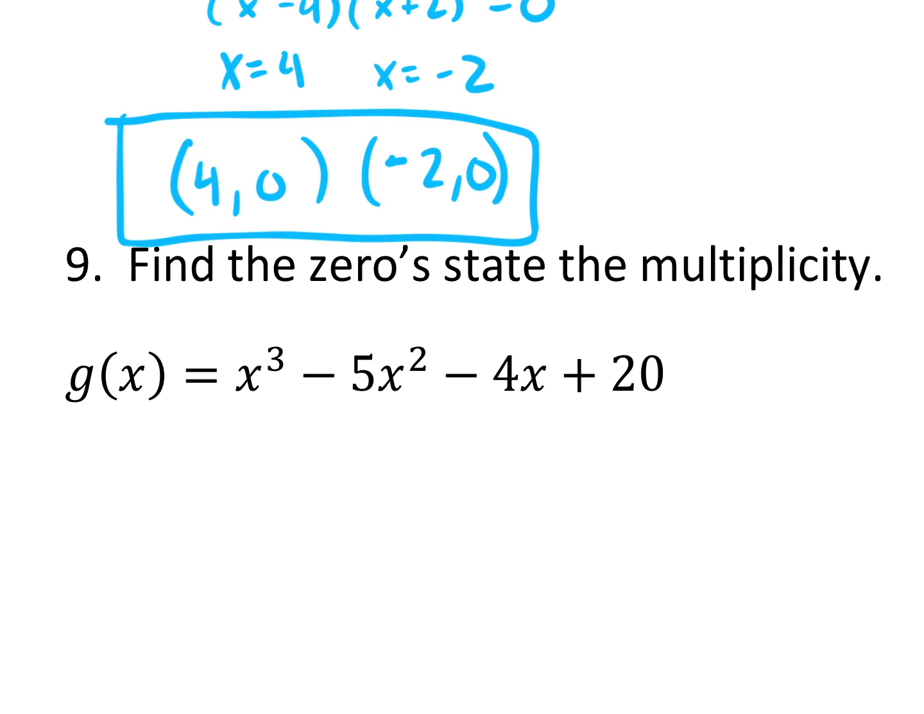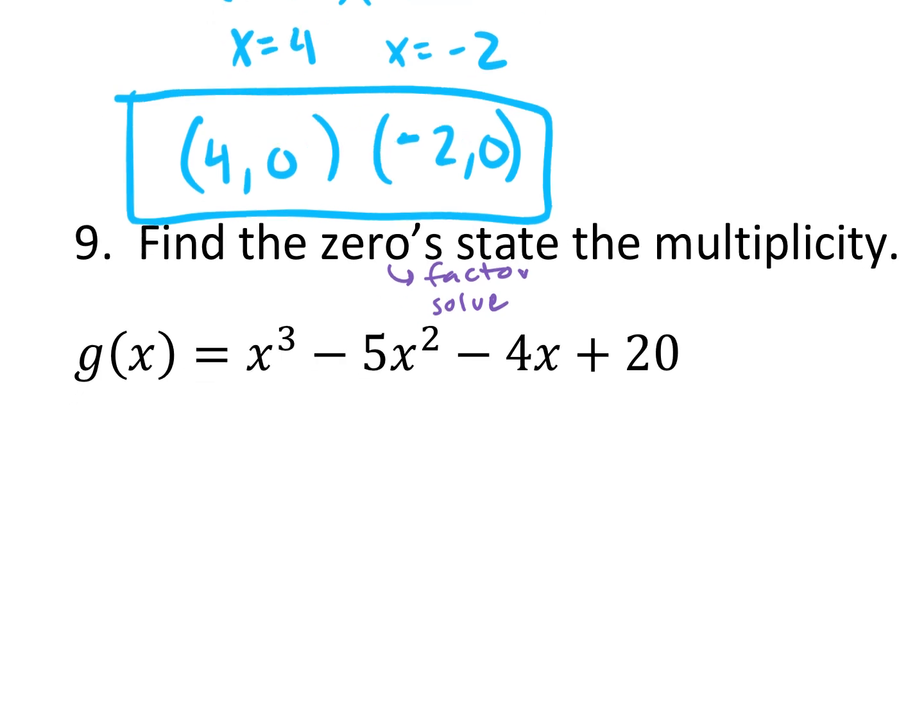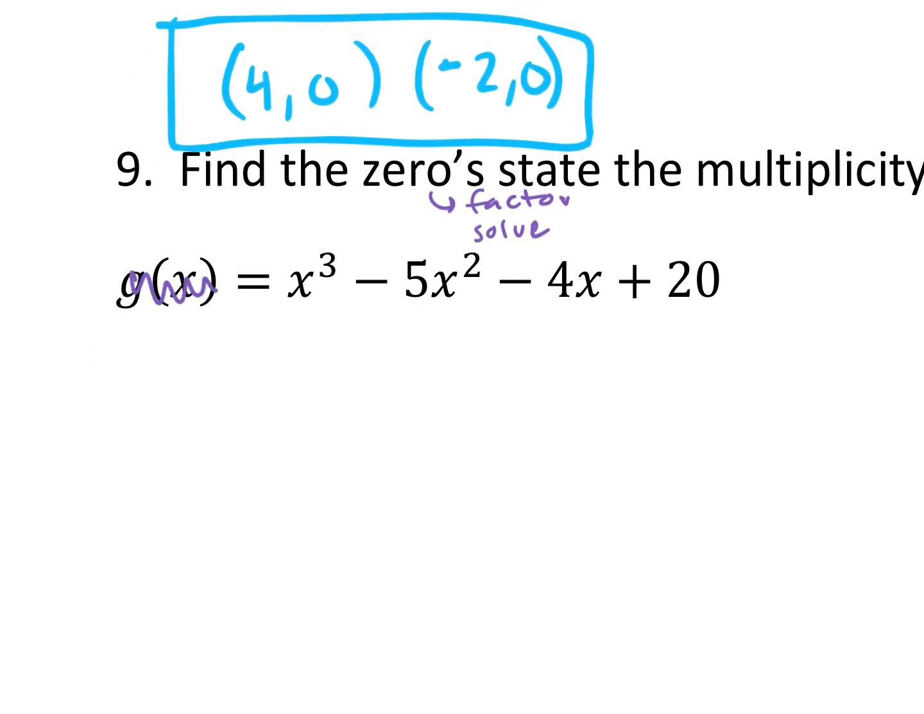Number 9 says find the zeros and state the multiplicity. So to find the zeros is the same thing as factoring or solving. Just a different way of saying it. So I would make my g of x 0. What can I do to solve for x here?